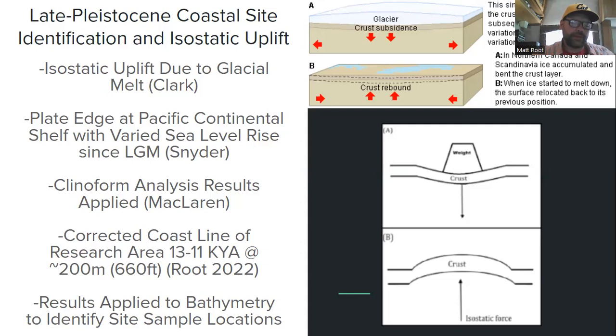Because the conditions of isostasy were variable along the coastline, areas have stayed near the same elevation, with some others dropping up to 200 meters and in excess in some places. Locating these late Pleistocene sites possibly off the coast of California within the research area at a current depth of around 660 feet beneath the surface of the ocean.